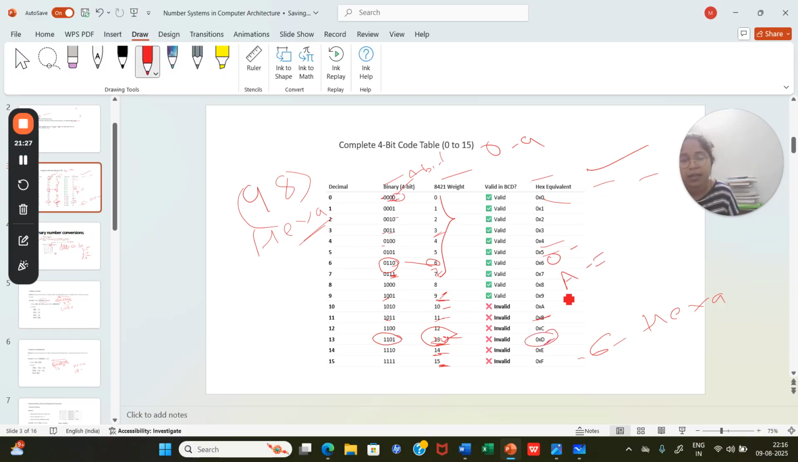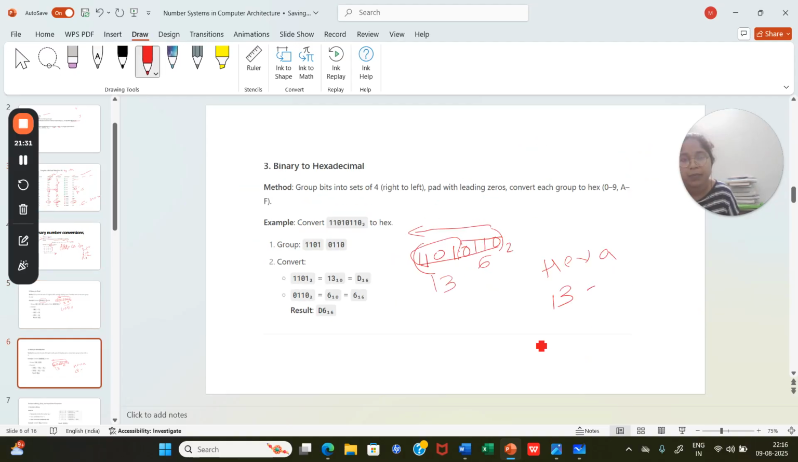Look at this, we write it as D because hexadecimal numbers run from 0 to 9 and then A to F. So we take 10 as A, 11 as B, 12 as C, 13 as D, and 14 as E. Then 15 as F. So for 13, the value is D, and I'm writing this one as D.